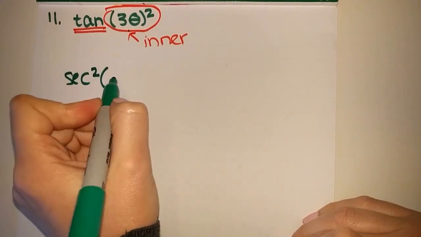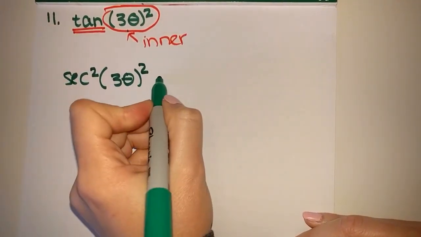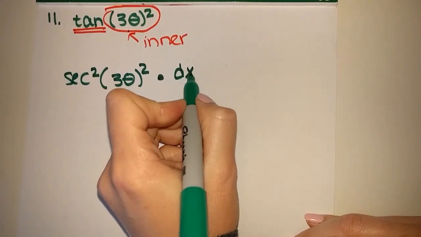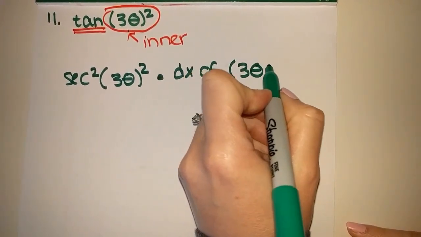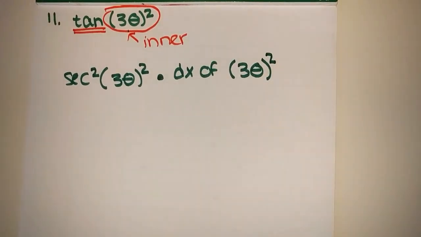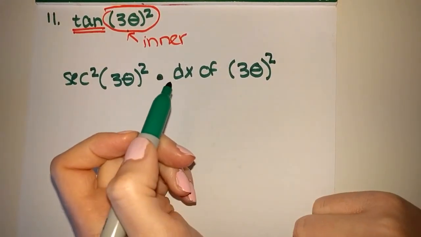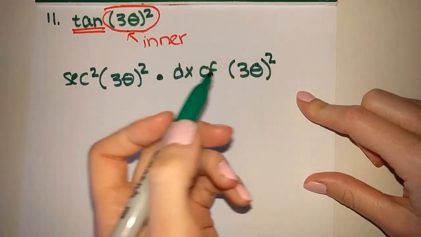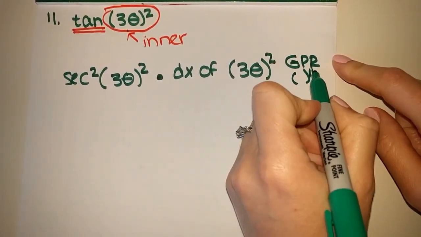We keep the inner fixed at parentheses 3 theta squared. Then we have to multiply by the derivative of the inner. And here the inner is 3 theta quantity squared. So there's two ways of doing this problem. You could distribute first, and then after you distribute, you could take the derivative. Or you could use the general power rule here because we have parentheses to a number.